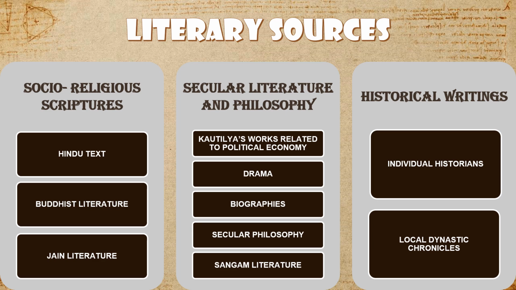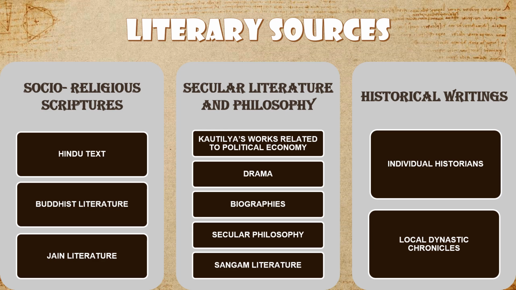But here I will try to give you a slight brief idea about all these categories, so that if you don't know anything about your past, you will be a little bit familiar with these terms and about the culture of ancient India. So let us discuss socio-religious scriptures. They were categorized into three categories. These three categories include Hindu texts, Buddhist literature and Jain literature.